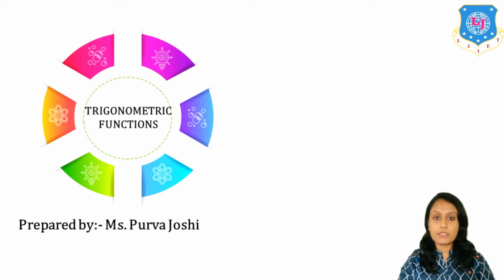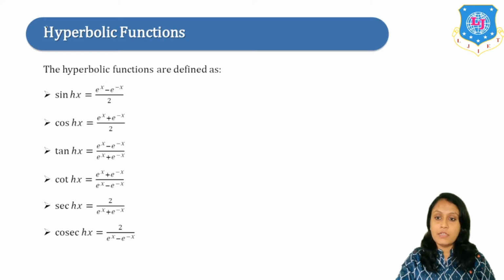Today we are going to discuss a topic named trigonometric function. So let's start with the first topic, that is hyperbolic functions. The hyperbolic functions are defined as sinh x is equal to (e^x − e^−x)/2. We are writing this hyperbolic function in terms of exponentials. Now cosh x is (e^x + e^−x)/2.